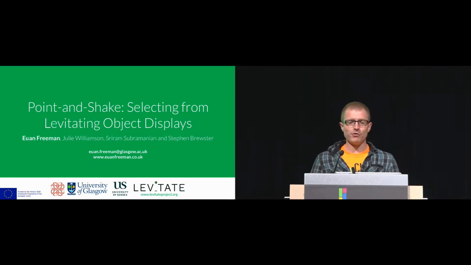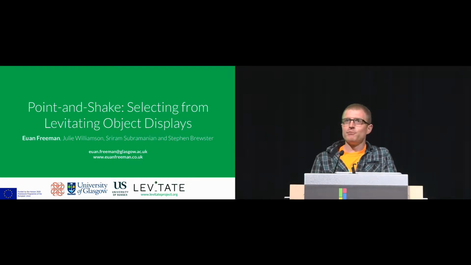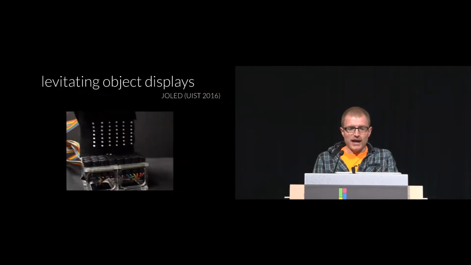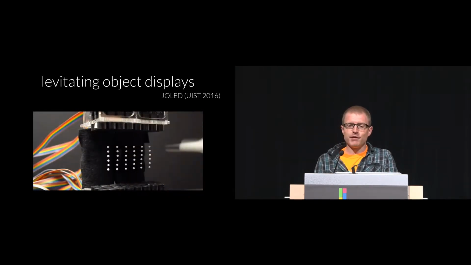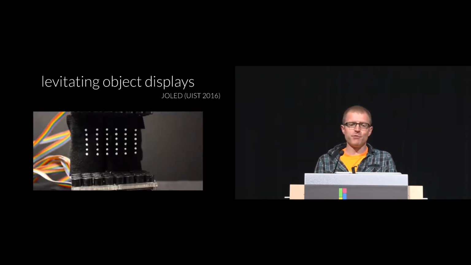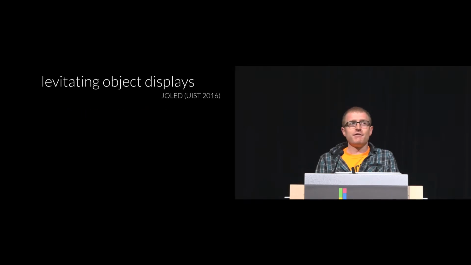I'm Euan from University of Glasgow, and today I'm presenting our paper on PointandShake, which is a new interaction technique for selecting objects in a levitating object display. As the name suggests, a levitating object display is the type of display where the content is composed of several objects levitating in midair. Unlike traditional screens, which are made from joined up pixels, a levitating object display has lots of distinct objects that levitate instead.